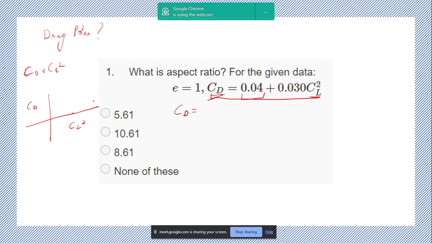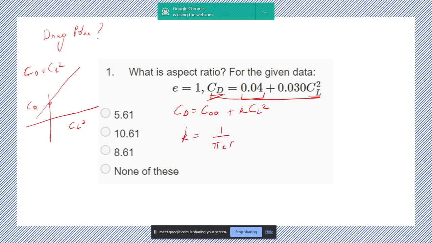Yes, something like this, right? Like you said, CD naught. So this is CD naught. Its typical equation for CD versus Cl square is CD naught plus K Cl square, right? This is your drag polar equation. So from this, will you be able to find out aspect ratio? What is K?